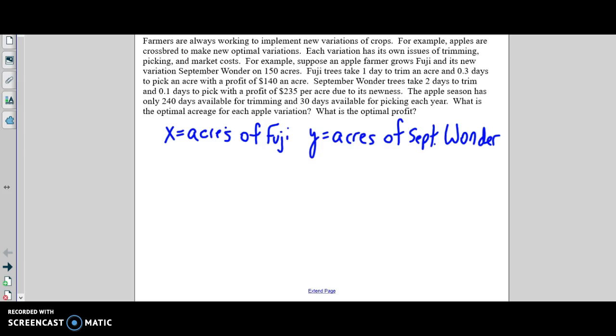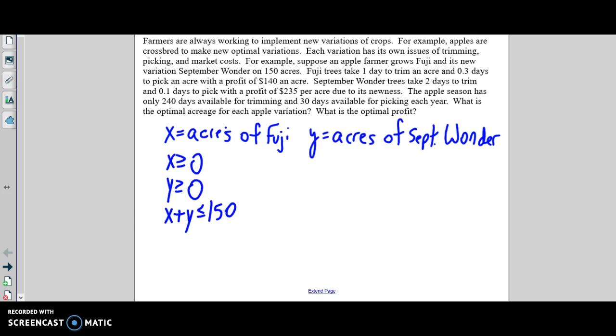First and foremost, I know that X is greater than or equal to 0 and Y is greater than or equal to 0. Then it says here that I've got up to 150 acres, so I know that X plus Y has to be less than or equal to 150.